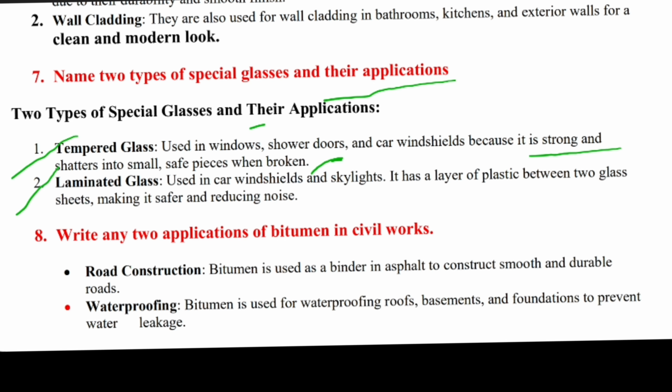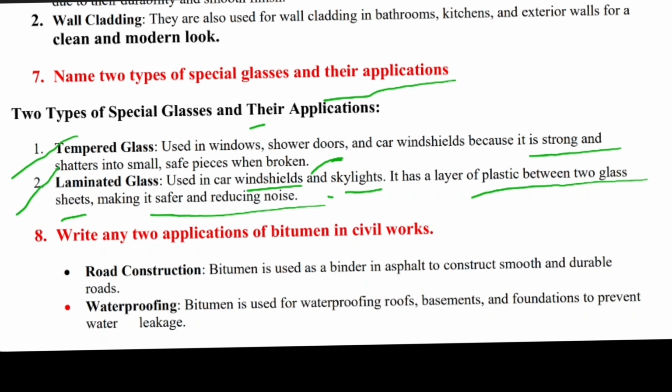Going to the laminated glass. This glass we can use for car windshields and skylights. In laminated glass, a layer of plastic is between two glass sheets, which makes it safer and reduces the noise. It is made up of plastic sheets, and if it breaks it will reduce the noise.